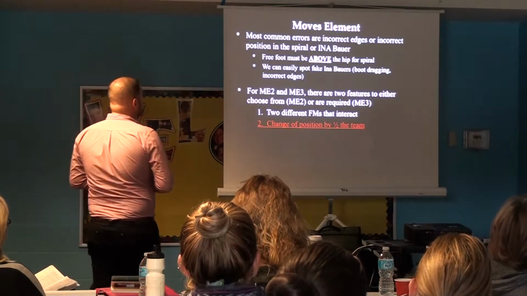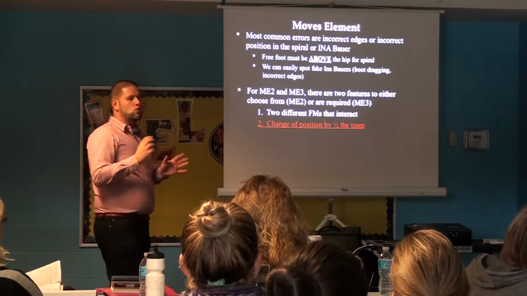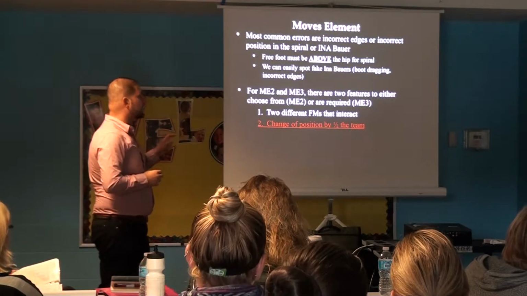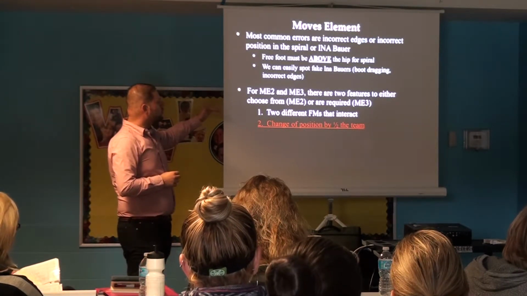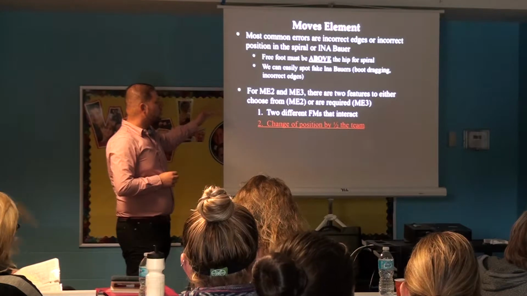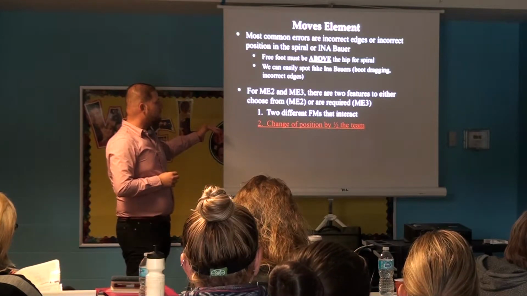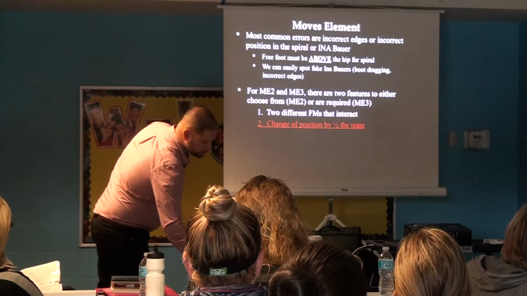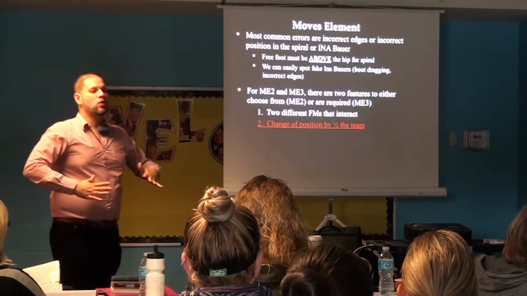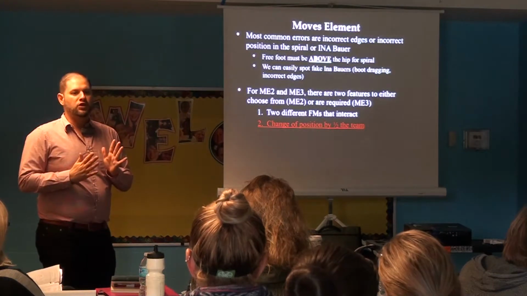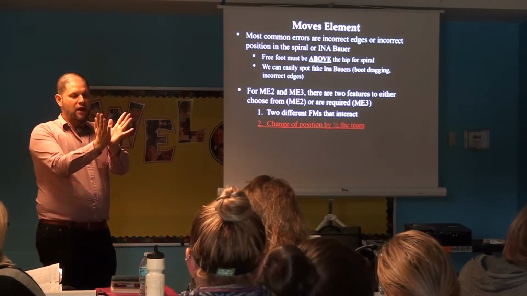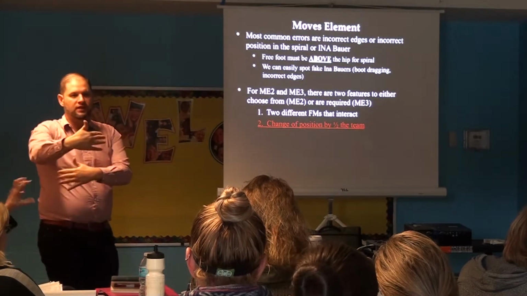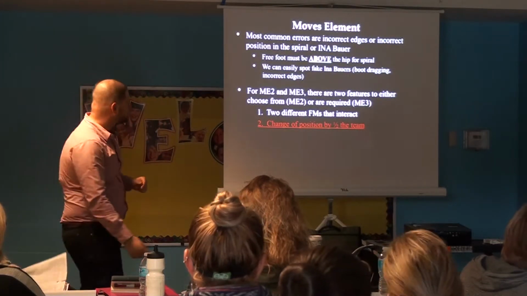For moves element 2 and moves element 3, you have two options to consider. You have to do one of them for moves element 2, and both of them for moves element 3. You can either choose to do two different free skate moves that interact, or you can execute a change of position by half the team. For moves element 3, both of these have to occur. Interaction, as you all know, means that you have to come within close proximity to each other somehow, either in a mirror image pattern like this, or through an intersection, or through some kind of movement where the team gets towards each other.